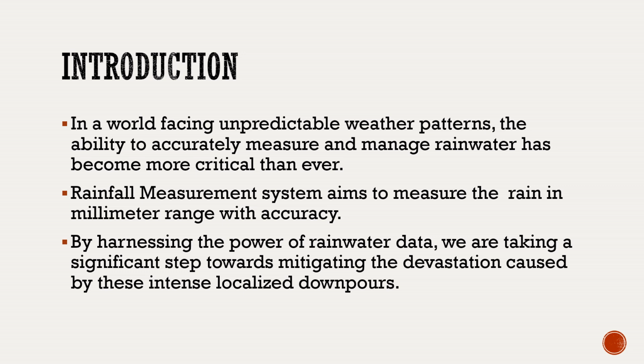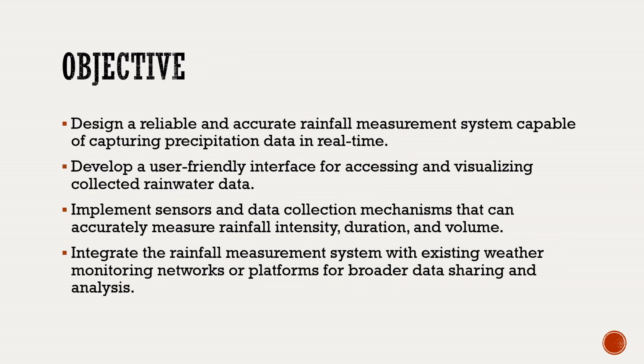And this is the introduction slide. In a world facing unpredictable weather patterns, the ability to accurately measure and manage rainwater has become more critical than ever. So, rainfall measurement system aims to measure the rain in millimeter range with accuracy. By harnessing the power of rainwater data, we are taking a significant step towards mitigating the devastation caused by these intense localized downpours.